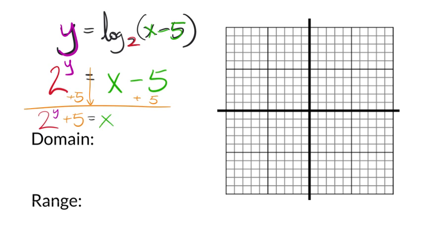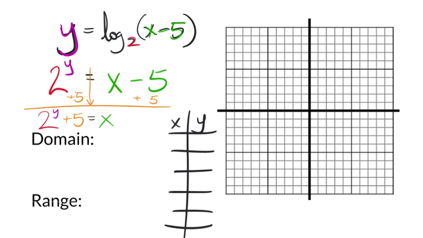Now, this is going to be a little bit different for us in terms of making a table, because we usually choose values of x and then find corresponding values of y. But in this case, we're going to need to choose values of y and then find values of x. And if you're like, why is that the case? It's because all of our operations are being applied to the y.